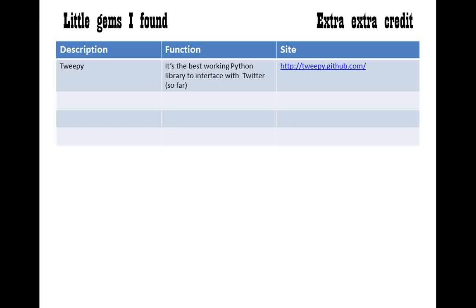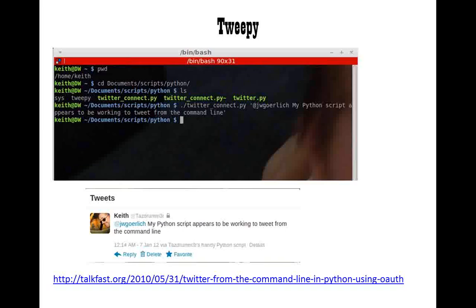One of the other little gems I found, Tweepy. It seemed to be about the best Python library to interface with Twitter. I tried to play with some of the other ones and couldn't really make it that far. So here was my little demo of it. I've got the link at the very bottom, where I followed those instructions and was able to create Taz Drummer's handy little Python Twitter app. So there at the top, I'm giving the status update to Wolfgang. There's a screenshot of it.